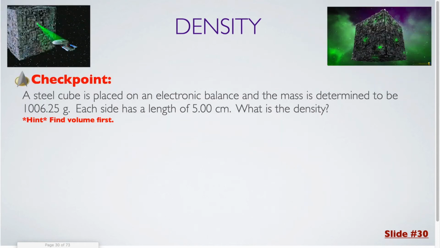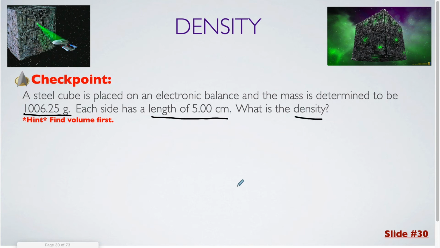All right, so next up we are going to be doing an example for density with another checkpoint question. And again, I want to remind you that you should be writing out the solutions to each of these checkpoint questions in your notebook. We have a steel cube, which is placed on an electronic balance, and the mass is determined to be 1006.25 grams. Each side has a length of 5.0 centimeters.